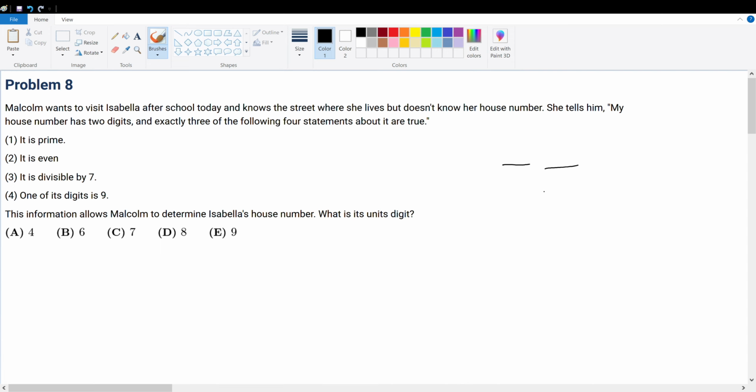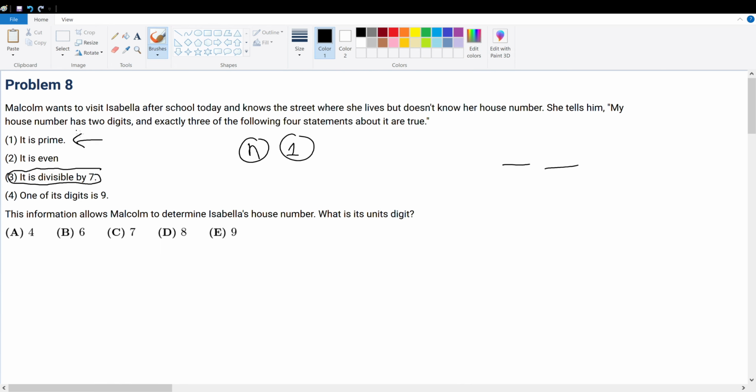Well, what is the first thing that stands out? It's the prime term, right? A prime number is only divisible by itself and 1. So in other words, if it's prime, it cannot be divisible by 7, and it cannot be even, right? So let's just do process of elimination here with this understanding. Let's say this is false. If this is false, that means the rest must be true.